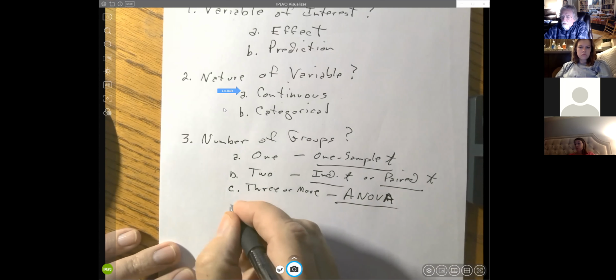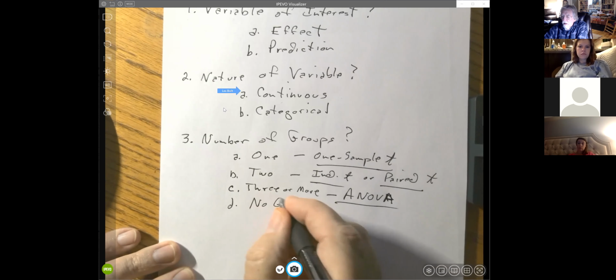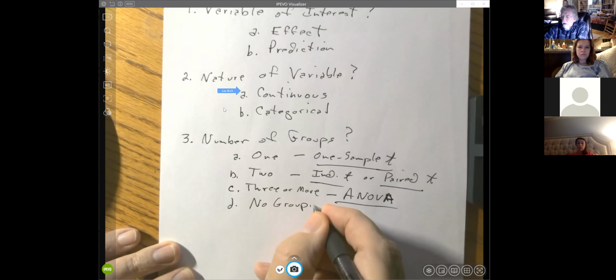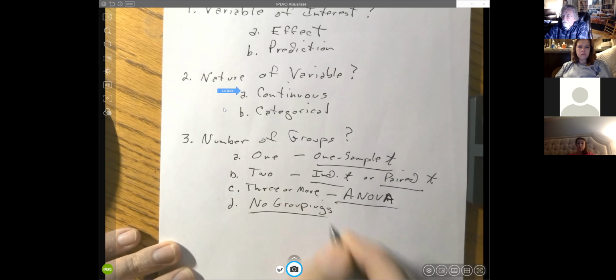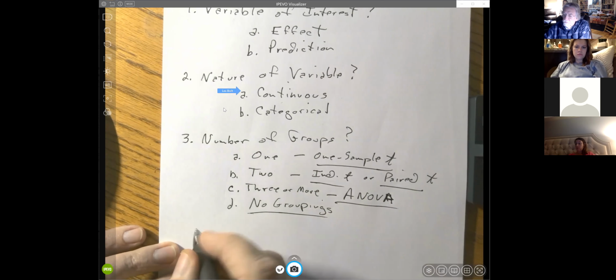And then the other scenario is where there are no groupings. So we do have continuous data, but we don't have any groups. And so at that point, we are looking at more a predictive measure.